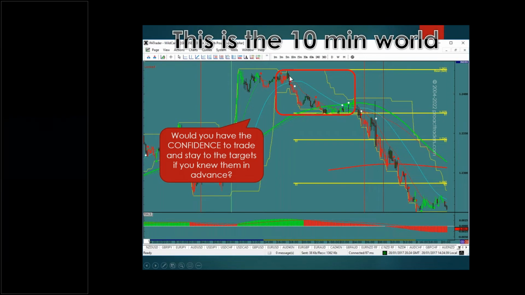Would you have the confidence to stay in a trade that you entered up in here on the turn, if you knew them in advance? Well, look where they stopped. Then you get the second trade. Look where it stopped. Then you get the third trade. Look where it stopped. You see that?